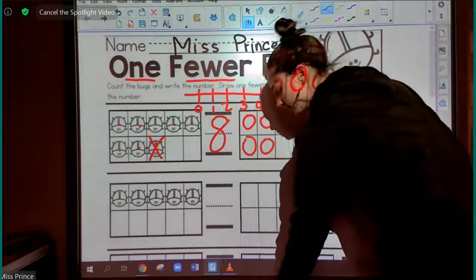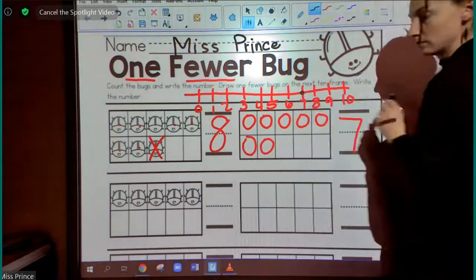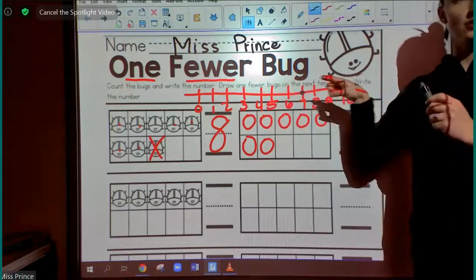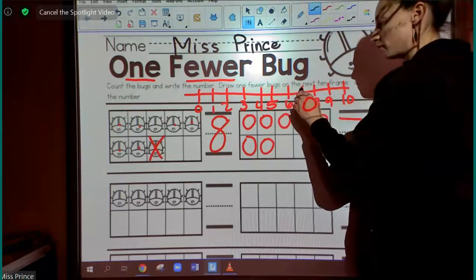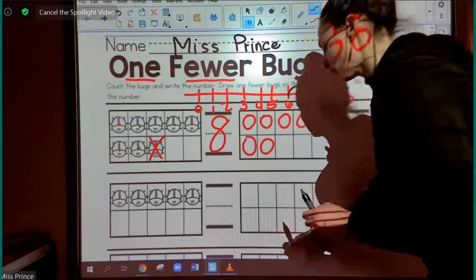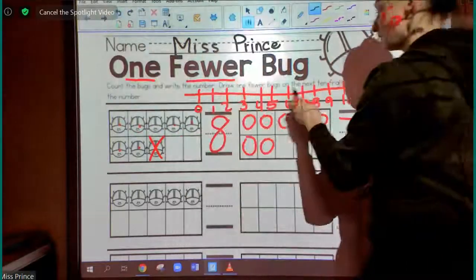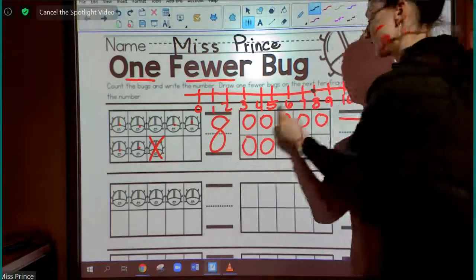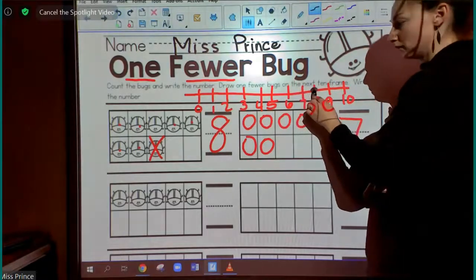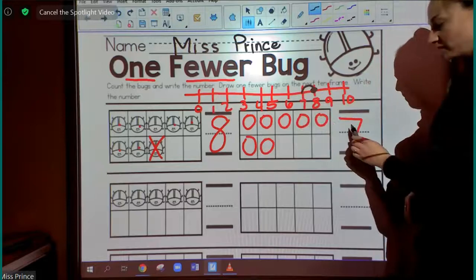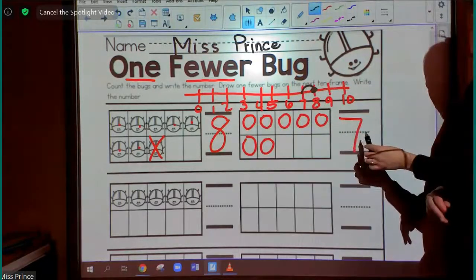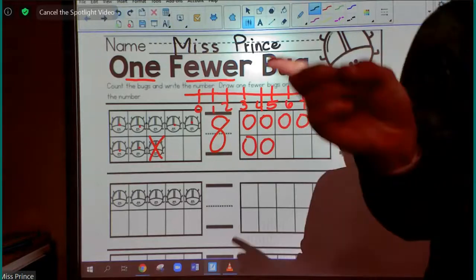Here's my 7. And remember, when we go one fewer, we want to go down the number line to the smaller numbers. So I just make one bounce because I'm going one fewer. And right here, oops, I started at the wrong spot. I need to start on the 8 because I had 8 to start. And now I want to bounce one down. And look, it's a 7. So one fewer than 8 is 7. It's just getting rid of one of them.